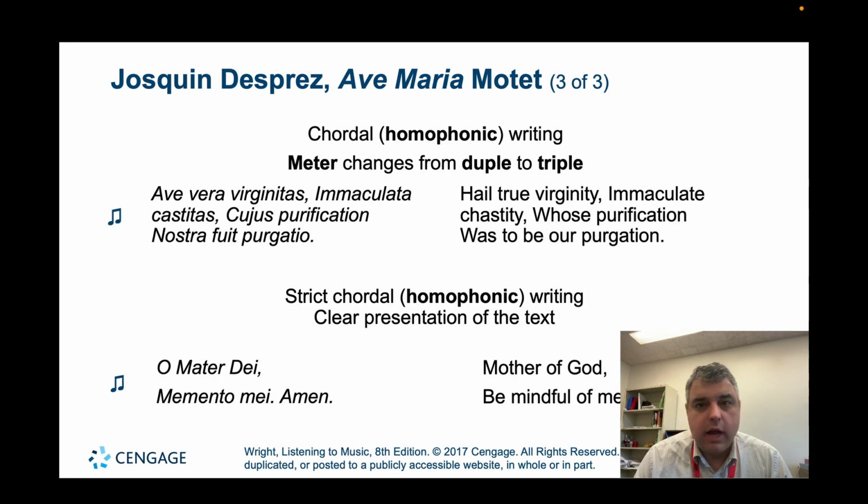Continuing talking about the Ave Maria motet, there's two other things that Josquin incorporates in this piece that are really dynamic and new for the era. Okay, the first is he's using chordal, or what we call homophonic writing. Okay, so the first example we'll listen to is this homophonic texture. And he's also going to be changing the meter from duple to triple, okay? And we'll feel that rhythmic change.